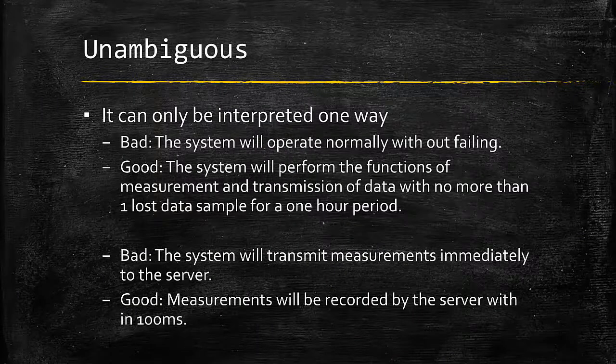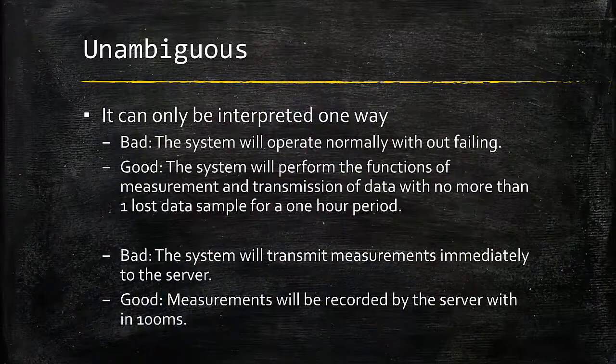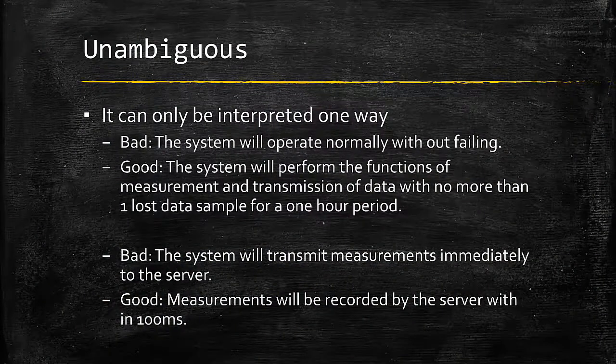Looking at unambiguous. This is an important one because you want to be sure that if you read the requirement, two different people reading it don't have a difference of opinion about how it is to be met or if it has been met. So in this example, a bad system requirement, the system will operate normally without failing. So the problem here is what is normally, what is failing, and how long does it need to do that? Indefinitely? So another example could be the system will perform the functions of measurement and transmission, that's normal operation, of data, with no more than one lost data sample for a 1 hour period.